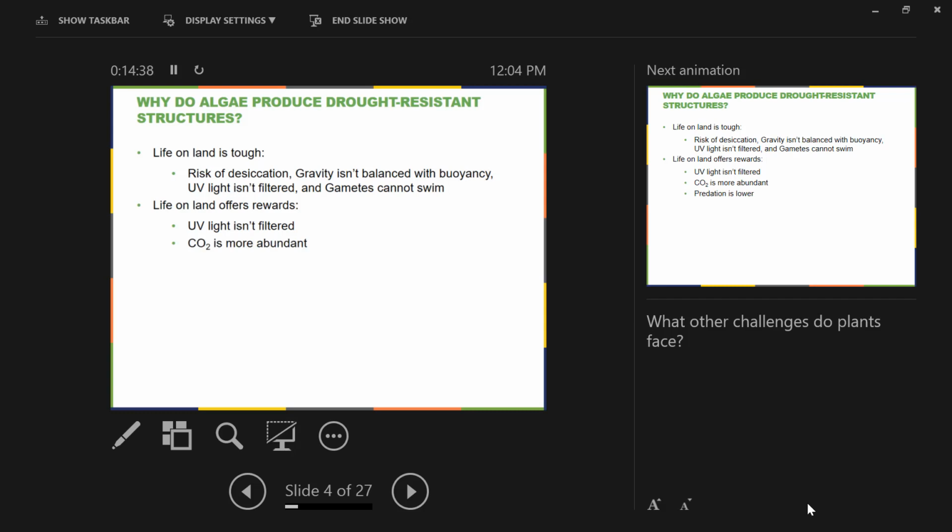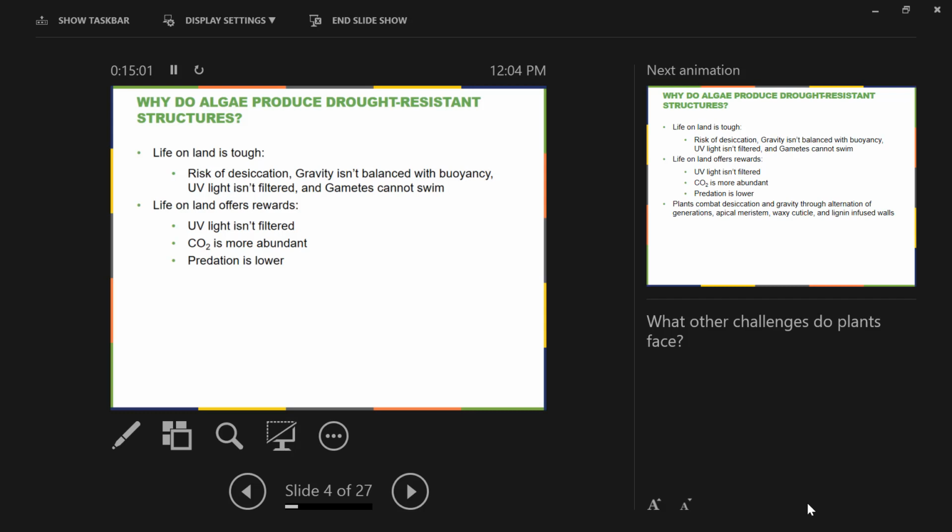Carbon dioxide is more abundant on land, and you're like, that's weird. Why is that a benefit? How is that a reward? What do photosynthetic organisms need? CO2, right? It's one of the reactants of photosynthesis. With no carbon dioxide, there is no making sugars. And if you can't make sugars, then you're just sad, right? And hungry.